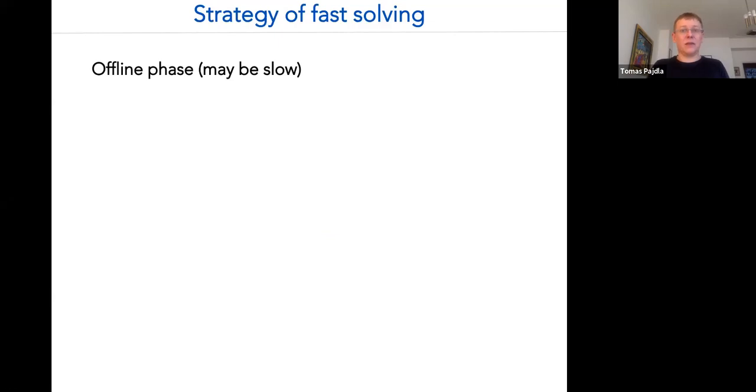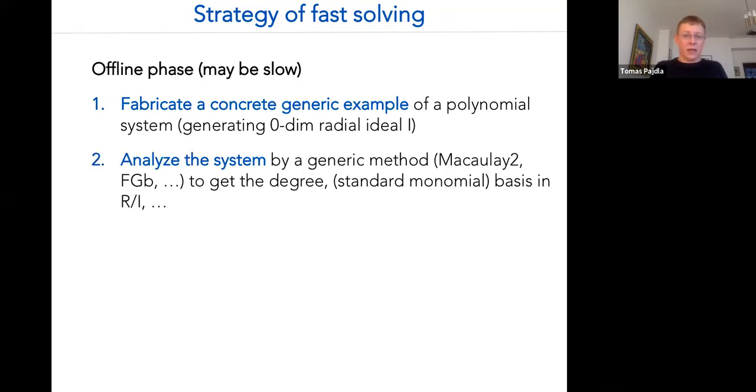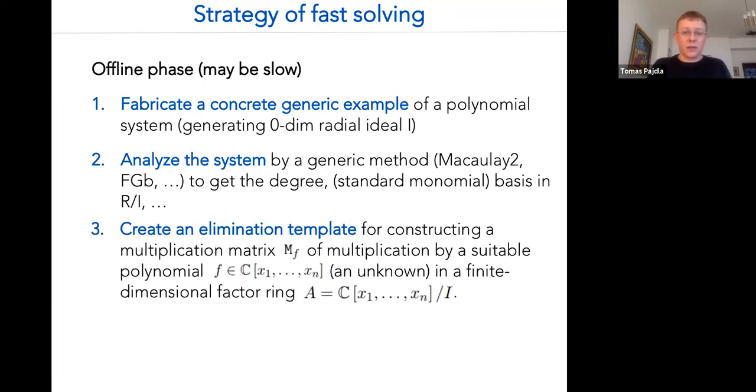Now, in generating these solvers for minimal problems for our pose computation, we usually work in two phases. First, the offline phase, which may be slow, in which we fabricate an example of a system. We analyze it with some algebraic tools, usually general computer algebra tools, which reveal the structure of the problem and allow us to build a technique for the generic case of the problem. In particular, what we need to arrive at some point in our solving is an eigenvalue problem, which we have to set up in some specified way, and this is made possible exactly by using generic computation methods.